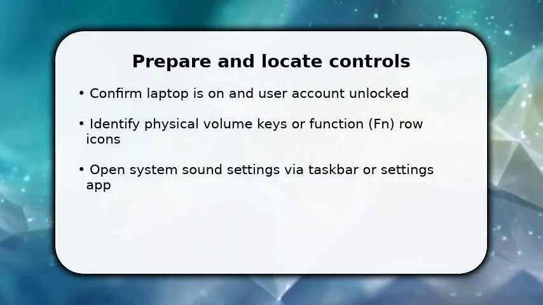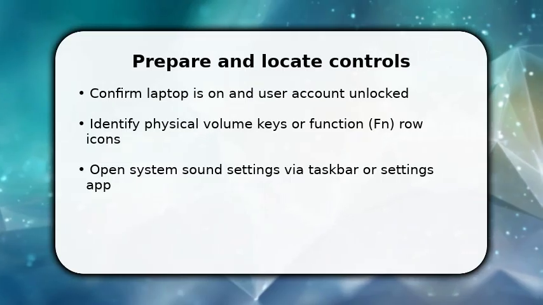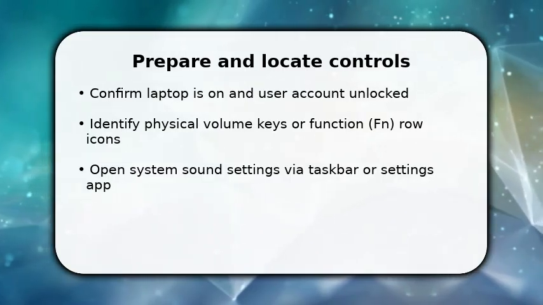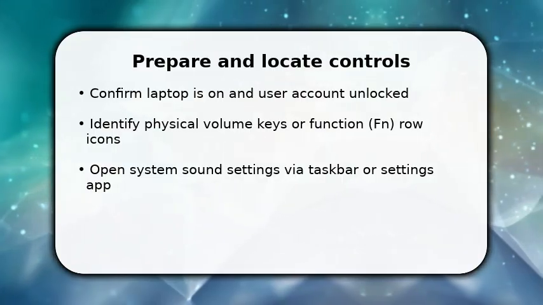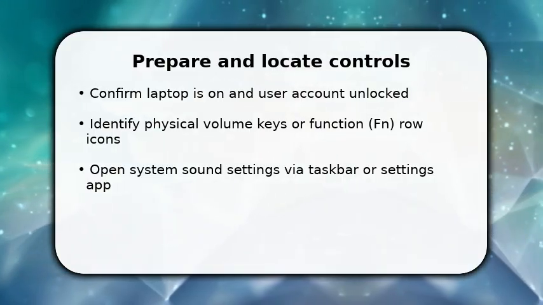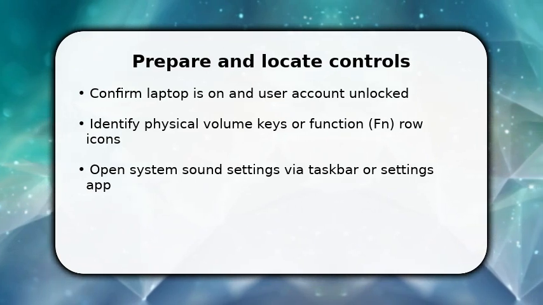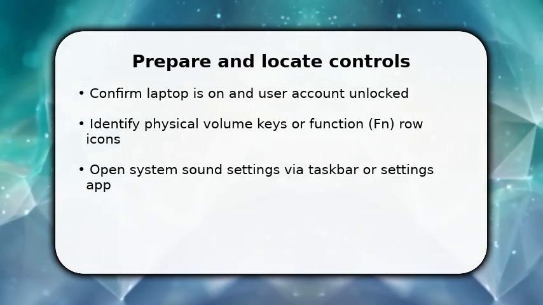Once found, open the system sound settings from the taskbar or Settings app to see the current output device and levels. Doing this helps you understand which control affects speakers versus headphones. Make sure to note whether a mute indicator shows. It changes how keys will behave.